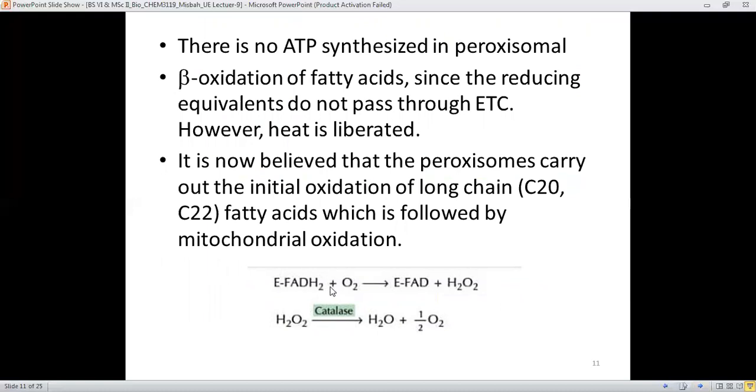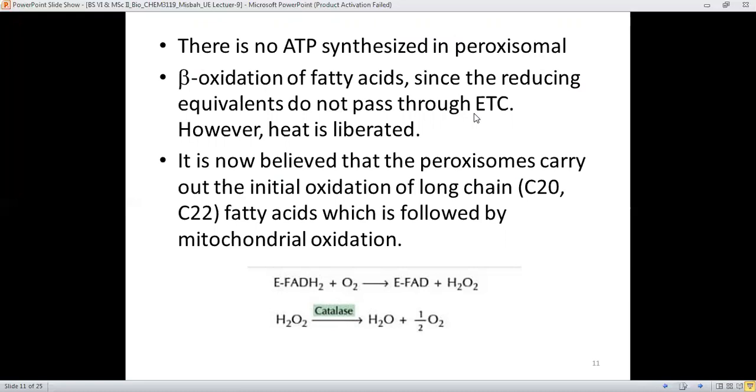It's oxidized by the oxygen, but here there is production of hydrogen peroxide, and hydrogen peroxide undergoes the reaction by the catalase enzyme to release the oxygen and the water. Because the FAD doesn't enter the electron transport chain, it will not generate energy. Therefore, there is no ATP synthesized in the peroxisomal oxidation of the fatty acids, since the reducing equivalents don't pass through the electron transport chain.